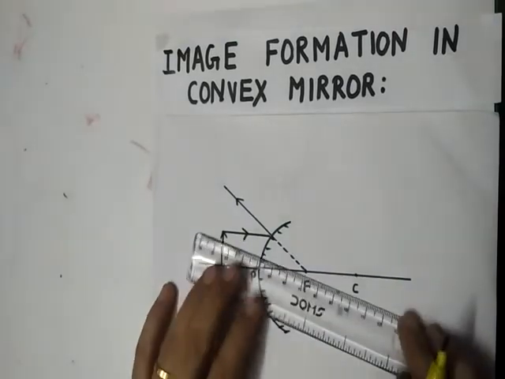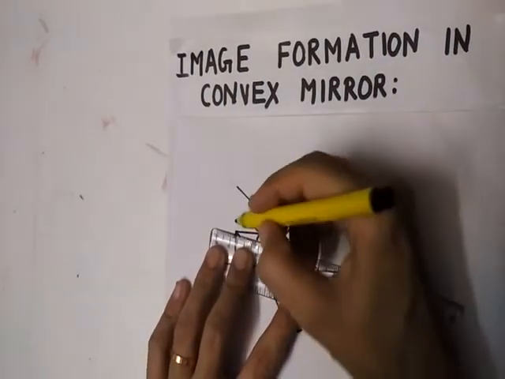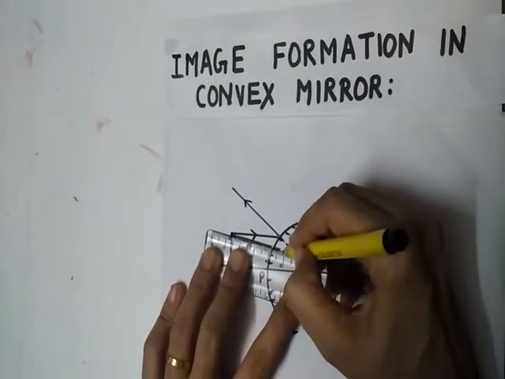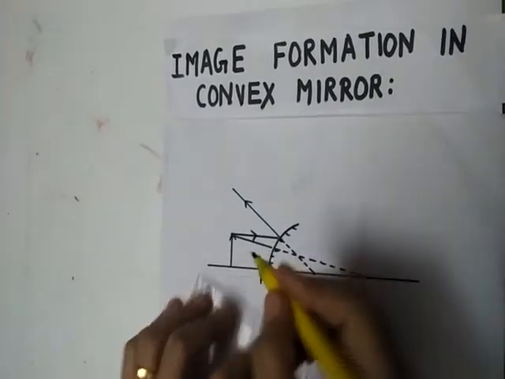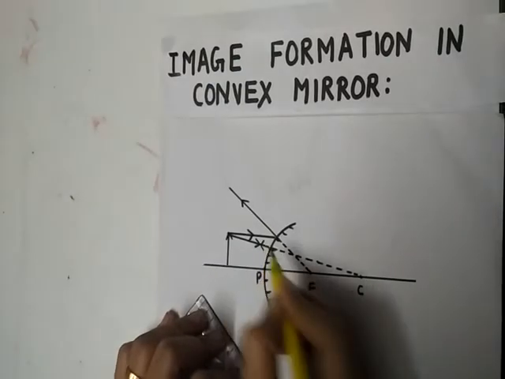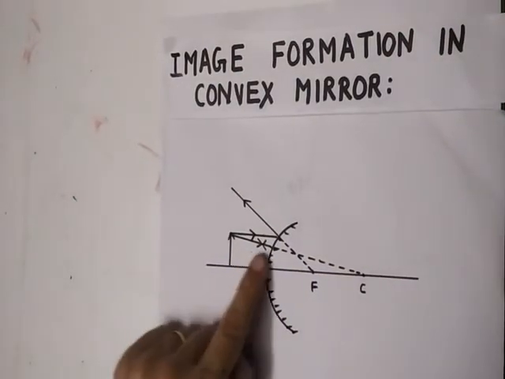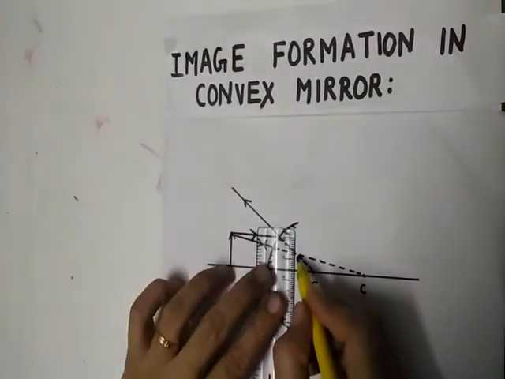Okay, and the second ray is passing through the C, center of curvature, and it will retrace its path, incident ray and the reflected ray. As we know that when ray of light passes through center of curvature, it retraces its path. So these rays, they are appearing to meet at this point.